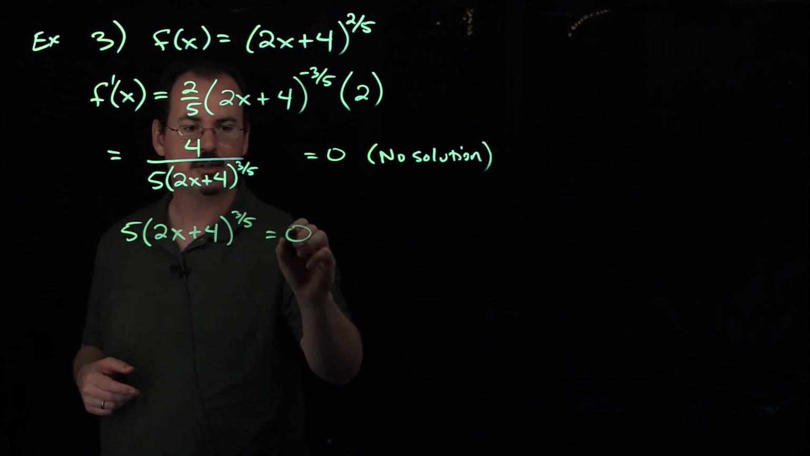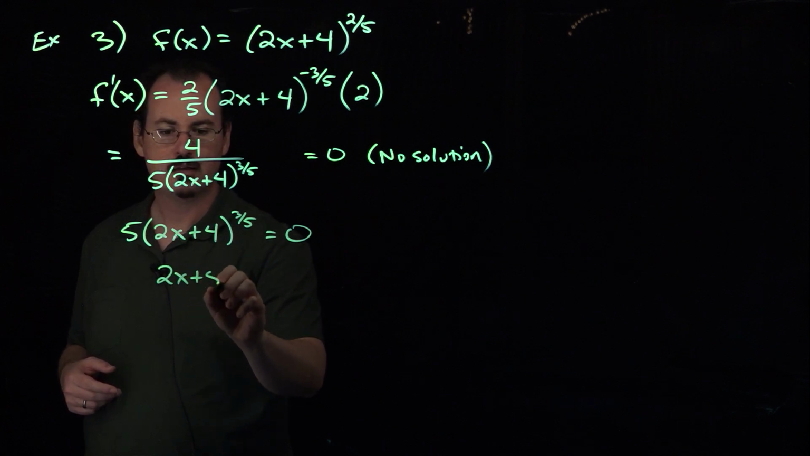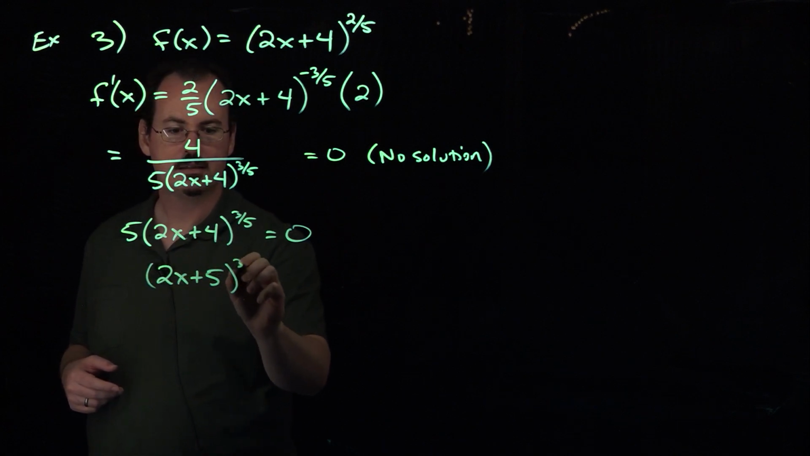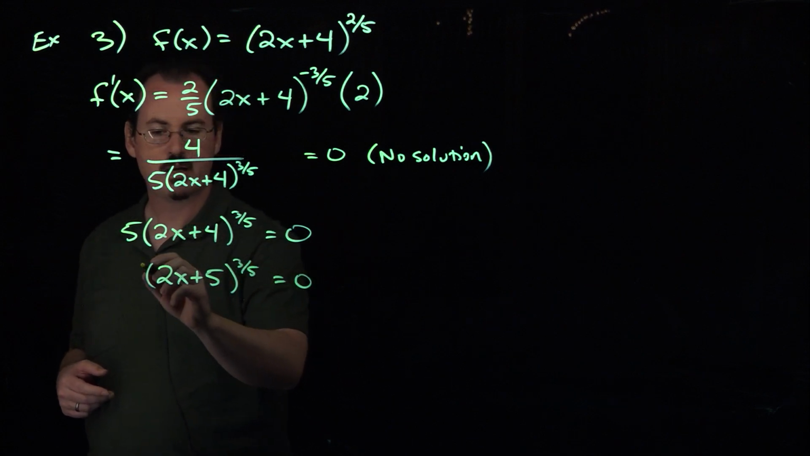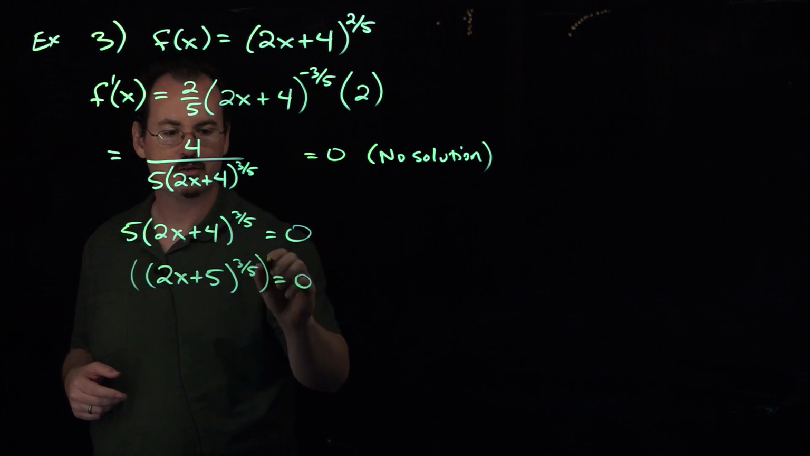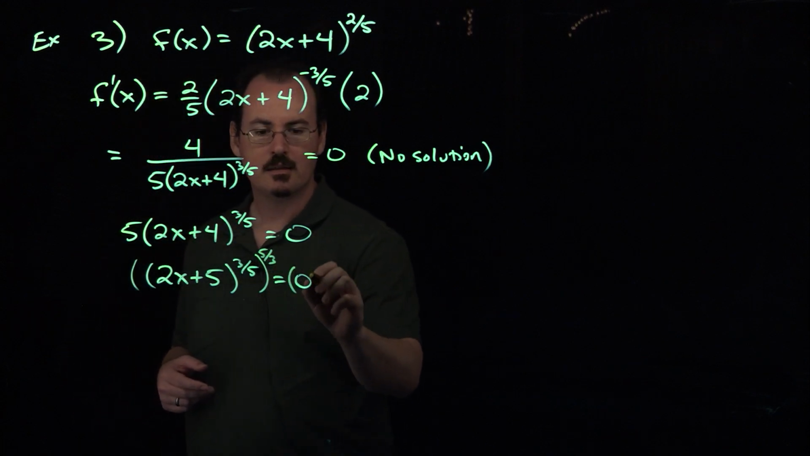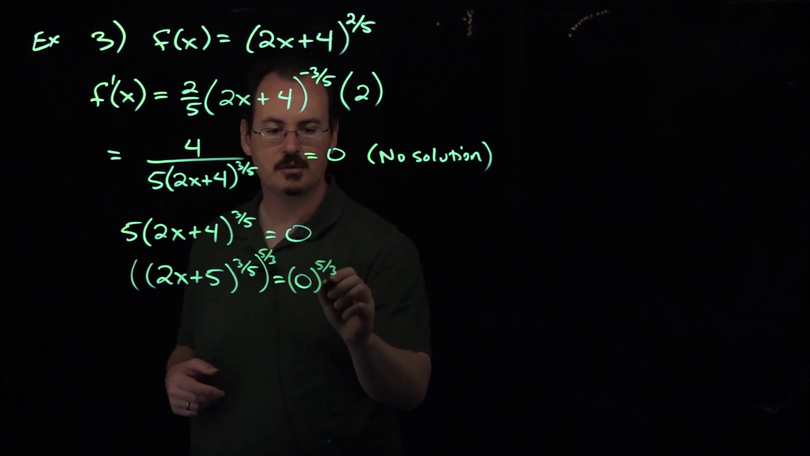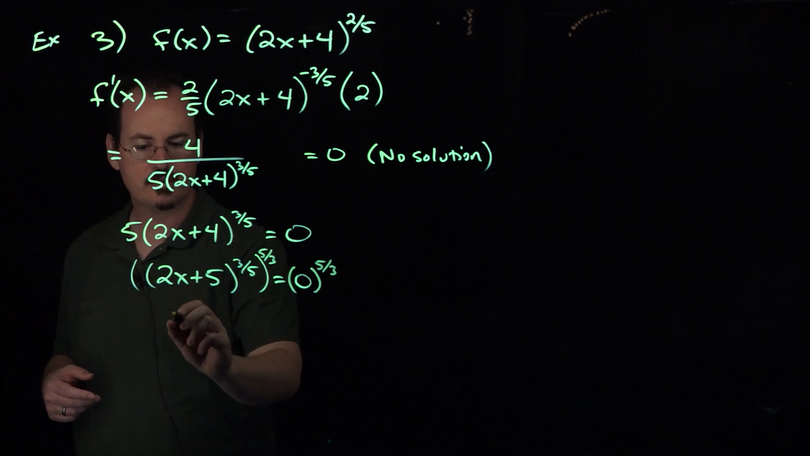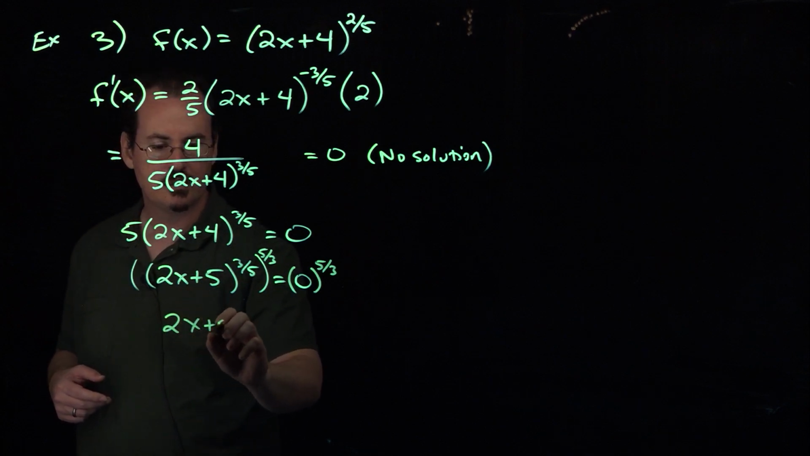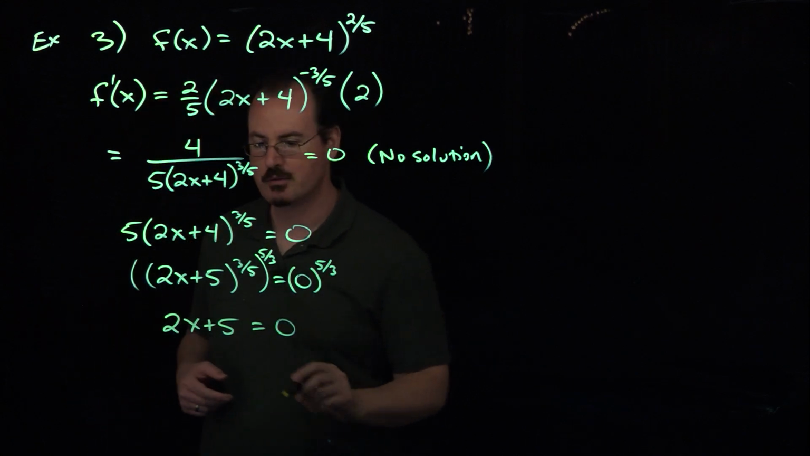So let's do that for the other kind. If I set this denominator to 0, the first thing I can do is divide both sides by 5, and I get this. Now if I want to get rid of that 3/5 power, the best way to do that is to raise it to the power of the reciprocal of that, which is 5/3. So I'm going to raise both sides to the 5/3 power. The 5/3 and the 3/5 will then cancel, so I'm just left with this. If you raise 0 to any power, you just get 0. So really, that's the equation we end up with.